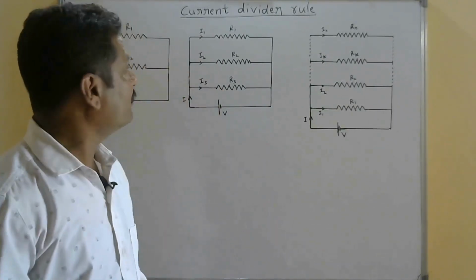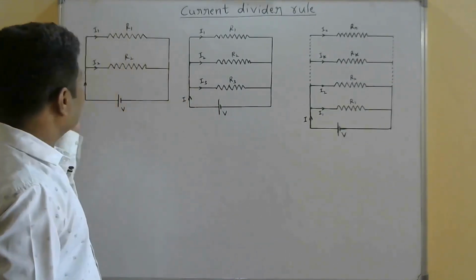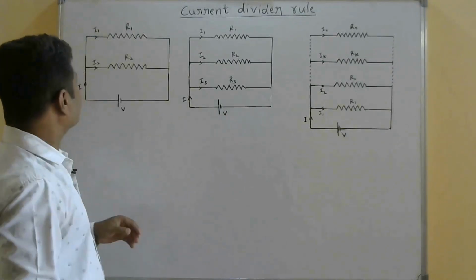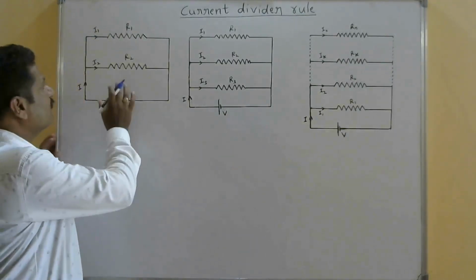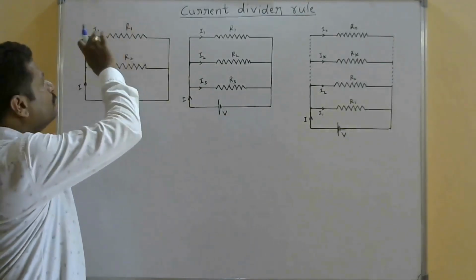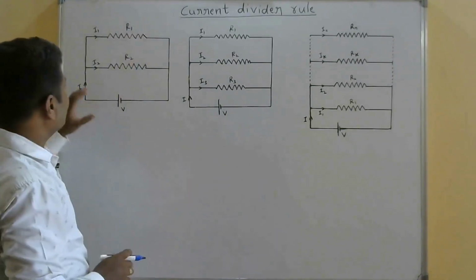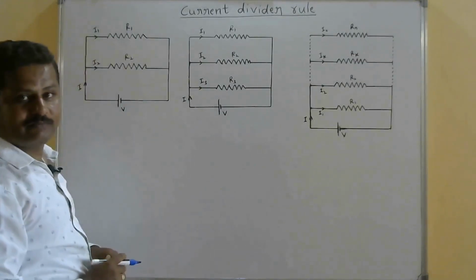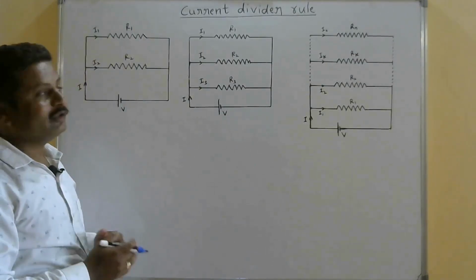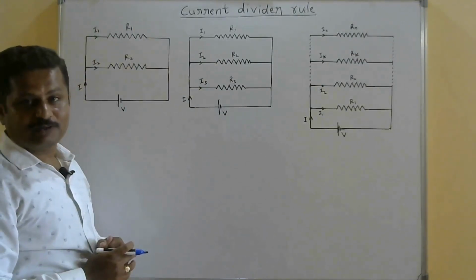Let's see this concept. Whenever we have a parallel circuit like this, the current from the source does not flow entirely through any one of the resistors. Instead, it divides among all the resistors. How does it divide? That's where the current divider rule comes in.